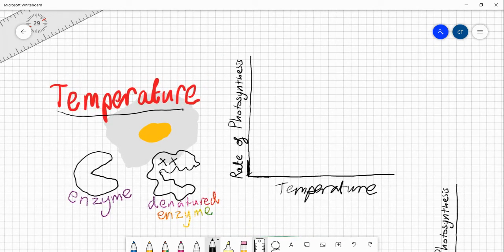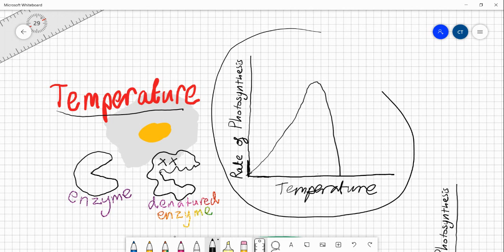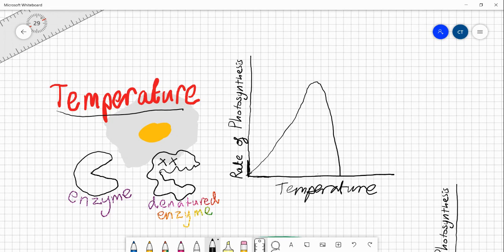So what would that look like on a graph? So initially, with temperature increasing, the rate of photosynthesis would increase, and then when it reaches a certain point, the rate of reaction is just going to crash as the enzymes become pretty much useless. So this is what the graph would look like to show the rate of photosynthesis and temperature.